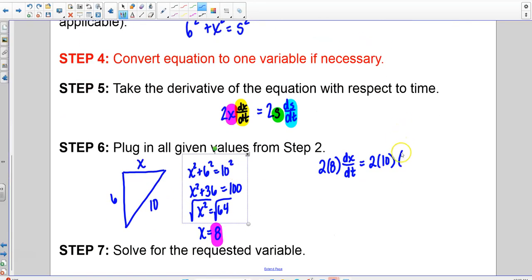Negative 400. Okay, so we've got 16 dx/dt is going to equal, let's see, negative 8,000, is that right? Yeah, and then we need to divide both sides by 16.